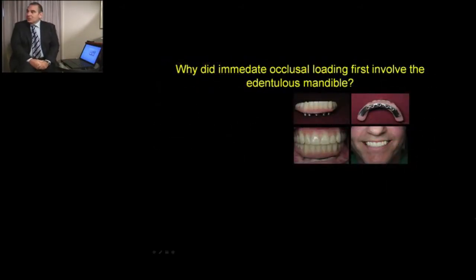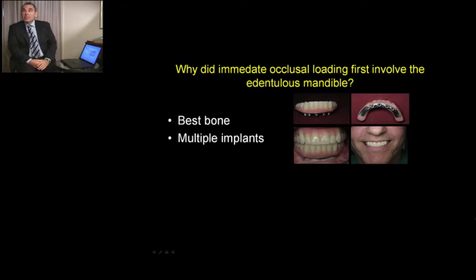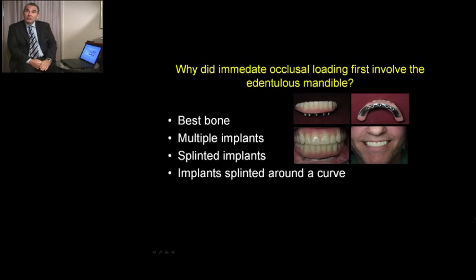Let's take a look at a little piece of history for a minute. And the question I'd like to ask you is, why was it that when we first started immediate loading 15 years ago or so, we began by loading an edentulous mandible? Was this just a happenstance, or was there really a reason why this began to be done in the edentulous mandible? And if you think about this mechanically, the edentulous mandible provides the best bone. It's the oak of the oral cavity. We are using multiple implants. We are splinting the implants together, and we are splinting them around a curve.